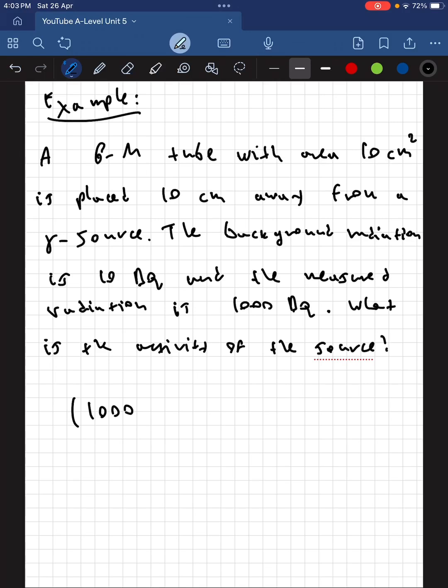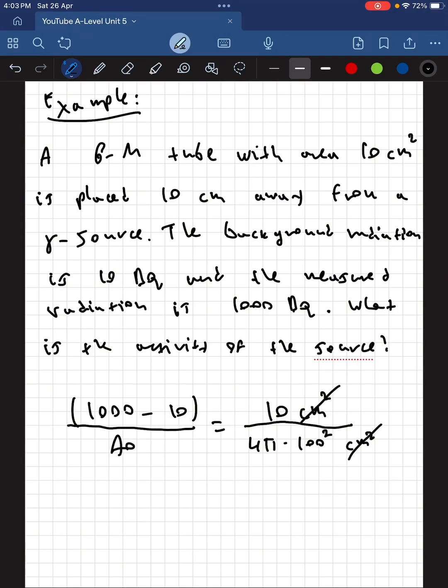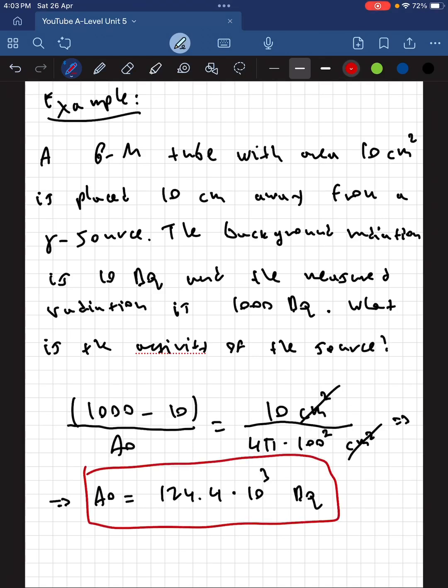So 1000, which is the radiation detected, minus 10, which is the background radiation that we have to subtract, over the activity of the source, A naught, must be equal to 10 centimeters squared, which is the area of the window of the detector, over 4 pi times 100 squared centimeters squared, which is the distance from the source to the counter. If we solve this, we find that the activity of the source is actually 124.4 times 10 to the third becquerels. So from all this activity, only 1000 counts per second go through the window. I hope this makes sense.